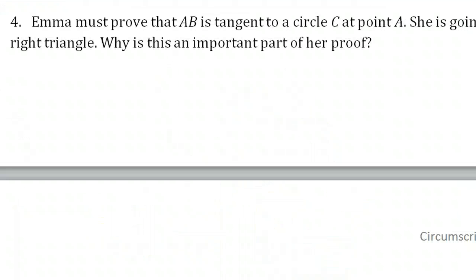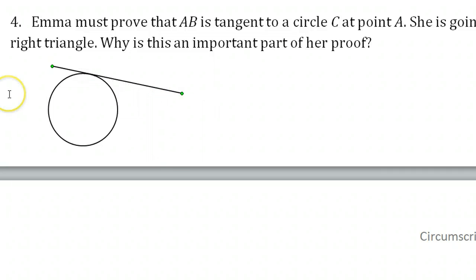All right, for number 4, Emma must prove that AB is tangent to circle C at point A. We need a picture, don't we? All right, here's circle C. She's supposed to prove that AB is tangent. Okay, so I'm going to start it off. Where would it be tangent? Okay, so that would be tangent about like that. Prove that AB is tangent to circle C at point A. So if it's tangent at point A, that means this is point A. If it's circle C, that means the center of the circle is C. If it's AB, that means the other end of the segment has to be B. So right there, that gives me a triangle.